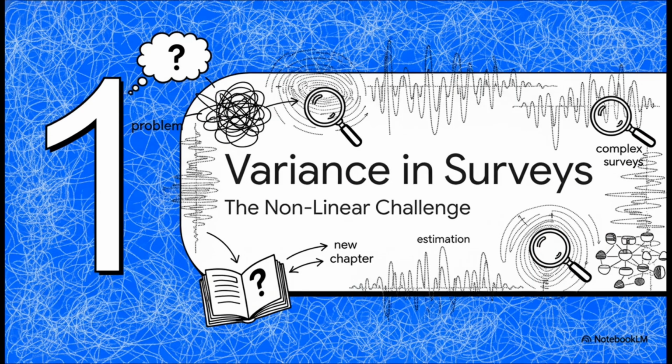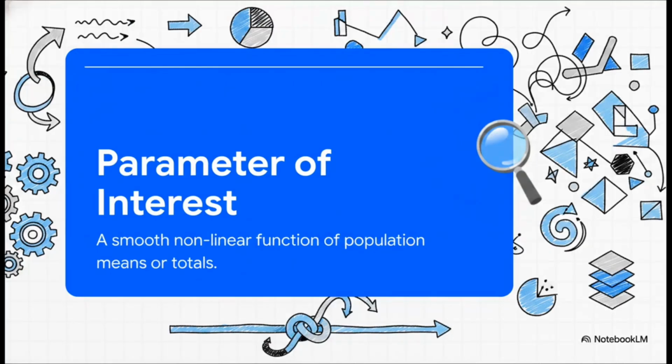Variance in complex surveys, the non-linear challenge. Let's take a second to actually set up the theoretical problem we are trying to solve here. Why do we even need a whole new chapter for this? Well, the crux of the issue is this. Mostly, the previous chapters you've studied covered variance for linear combinations of means and totals.